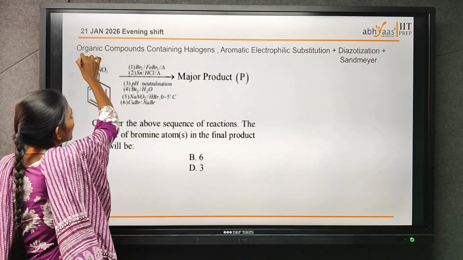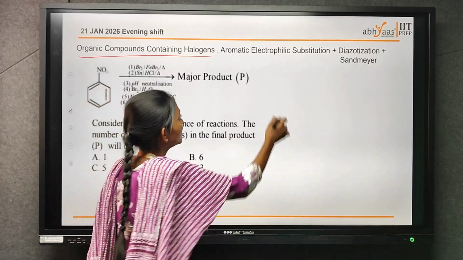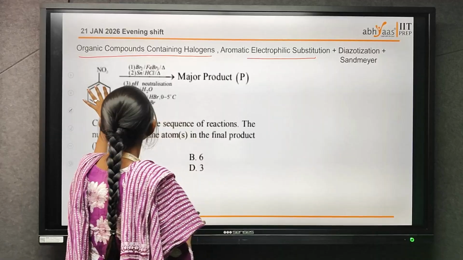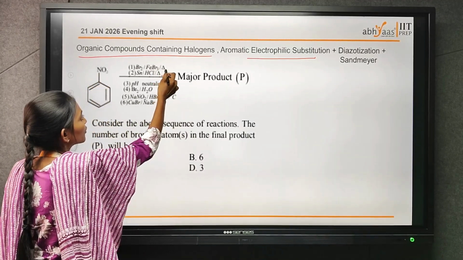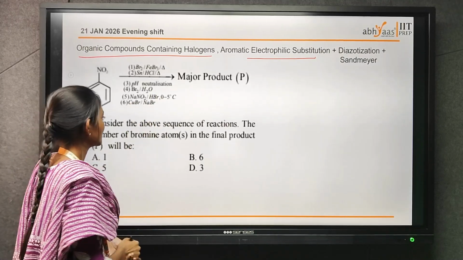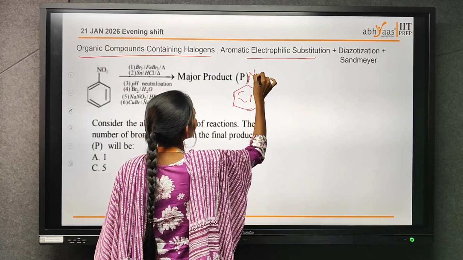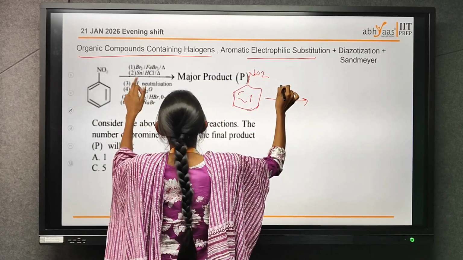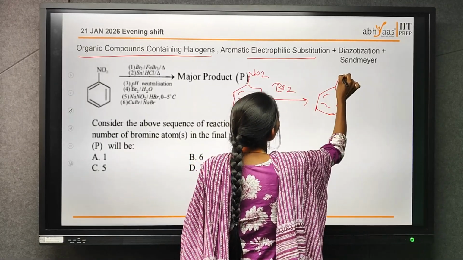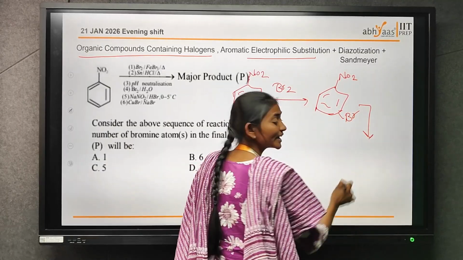Coming to this, organic compounds containing haloalkanes and haloarenes, they are asking multiple step reactions, which involve electrophilic aromatic substitution, diazotization and the Sandmeyer reaction. They have given simple nitrobenzene upon bromination, reduction, again bromination, and diazotization, Sandmeyer reaction. See here, nitrobenzene, right? So NO2, upon bromination you are getting NO2 with bromine, right?